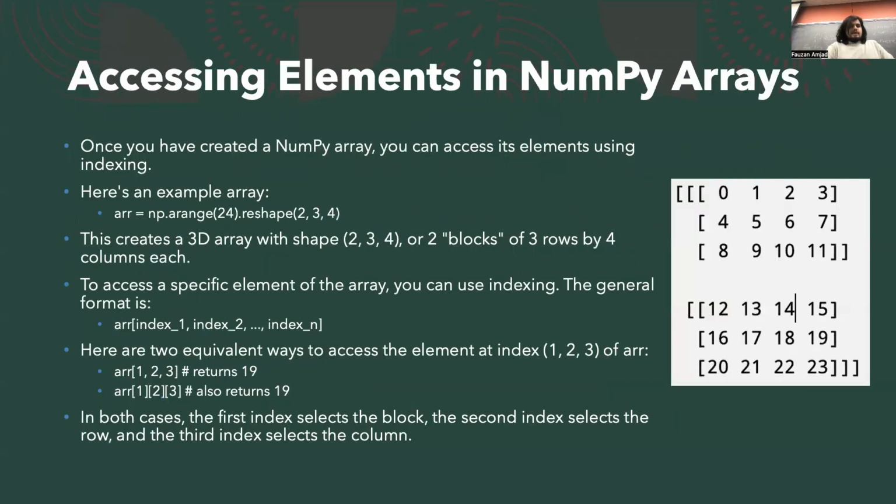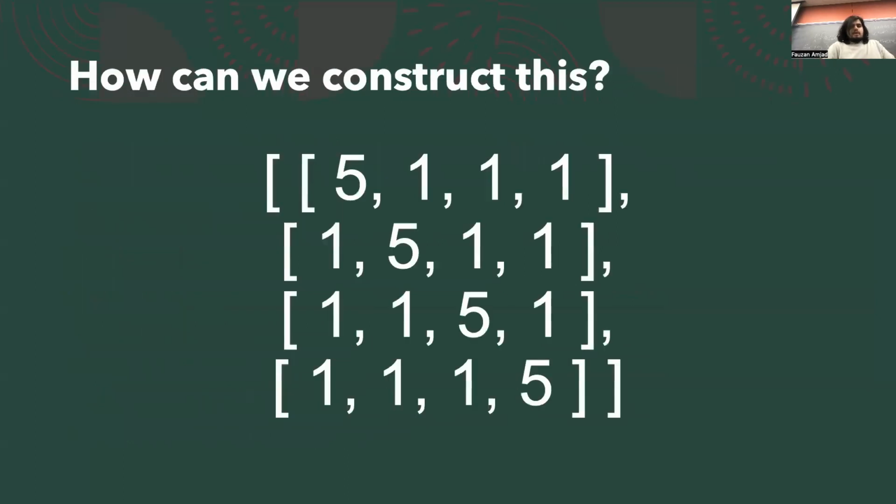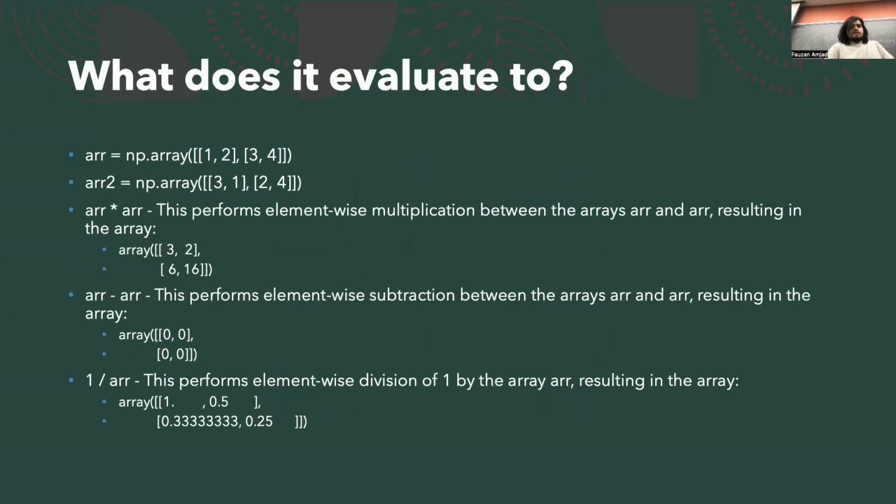You access elements in a NumPy array like you would with a regular list. You would index the block, then the row, and then the column. You can also index multiple values, not just one, using a colon. So if you want all the elements of a row or all the elements of a column, you would just replace the number with a colon. And this is just a fancy problem, but it's basically an identity matrix where the diagonal is 5 and the rest of the values are 1. We can construct it like that.